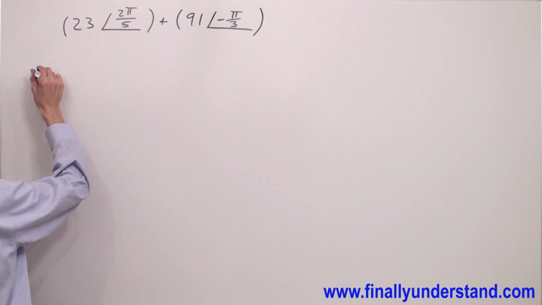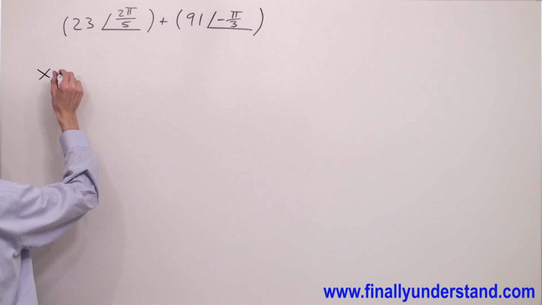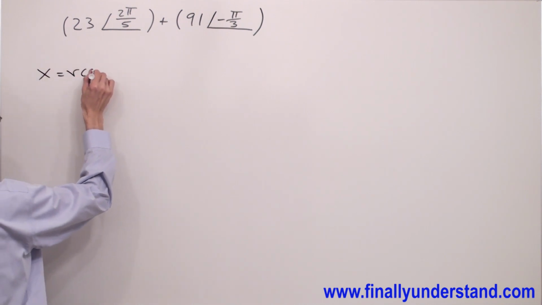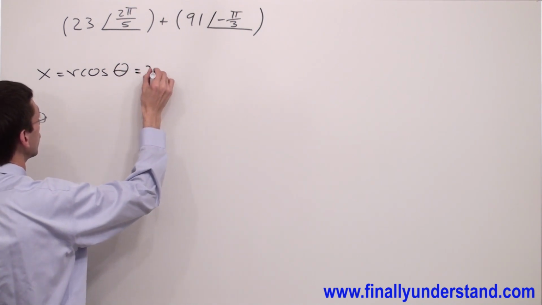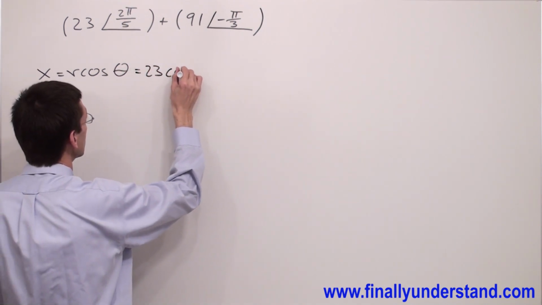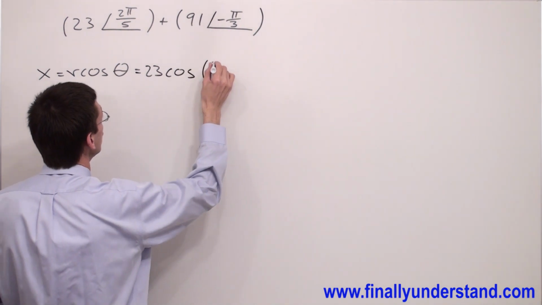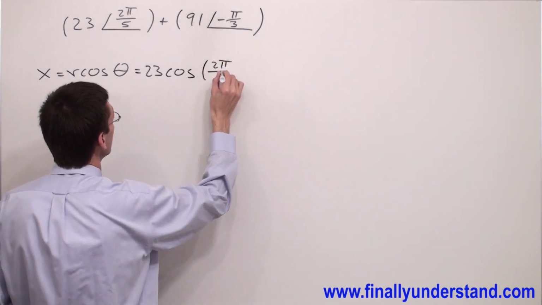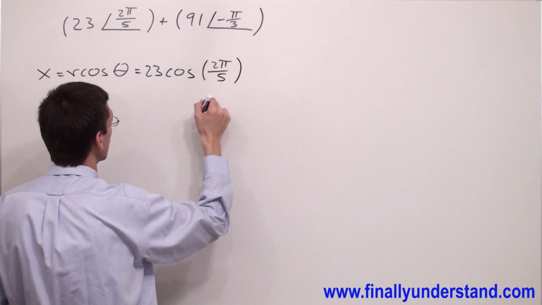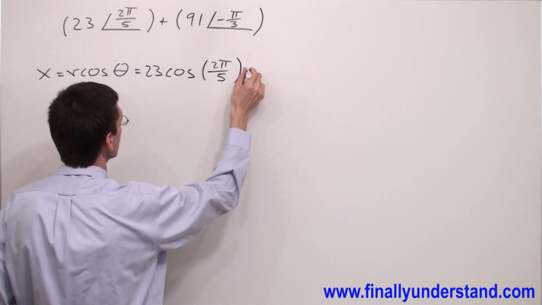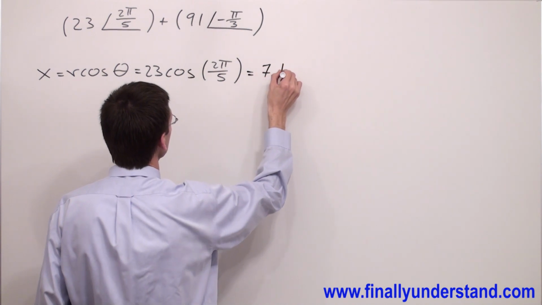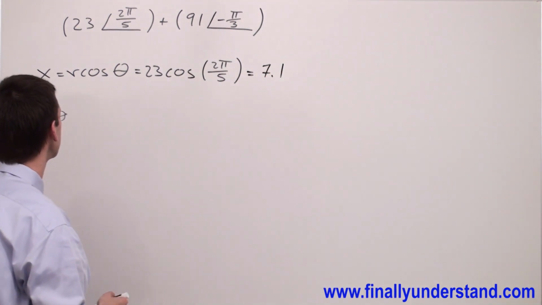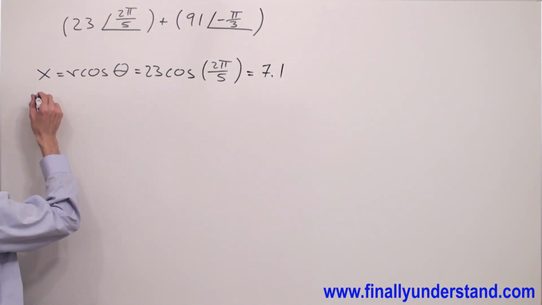So I have to find the real part. X is equal to r cosine theta. R is equal to 23 cosine of 2 pi over 5. Remember that your calculator must be switched to radians. This is equal to 7.1. Next, we're supposed to find the imaginary part.